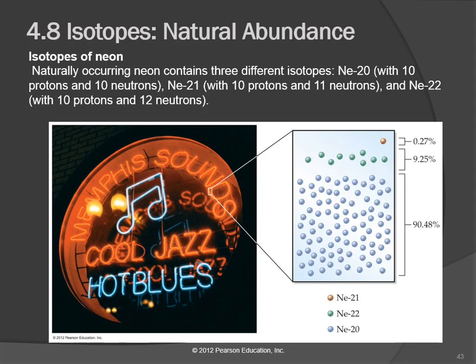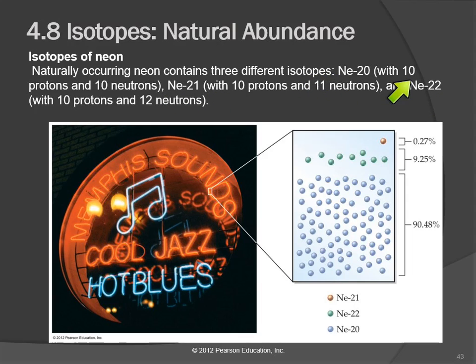So let's look at an illustration of this. So neon. We mentioned neon before. Neon is actually the gas that is in neon signs. So they're called neon signs. And neon has 3 different isotopes that occur in nature. They're called neon 20, neon 21, and neon 22.